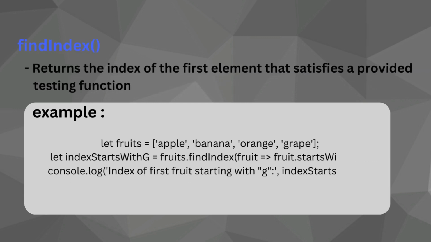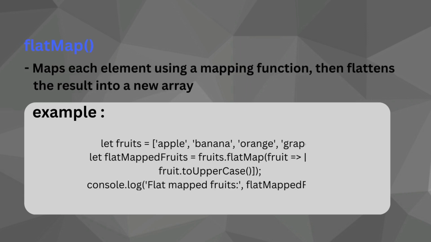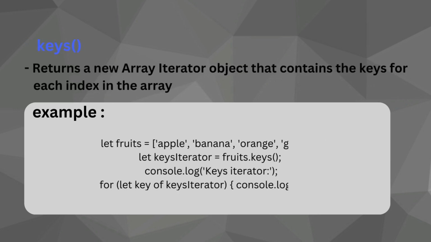Next method is keys, returns a new array iterator object that contains the keys for each index in the array. Next method is values, returns a new array iterator object that contains the values for each index in the array. Next method is entries, returns a new array iterator object that contains key/value pairs for each index in the array.